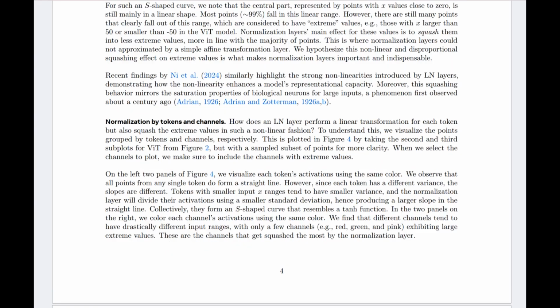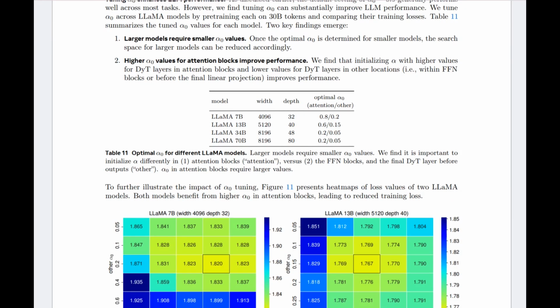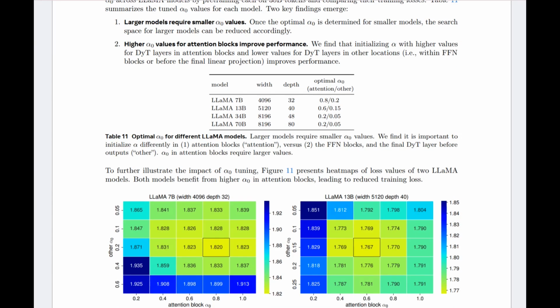How do they initialize those parameters? Simply set gamma to 1 for no scaling effect at the beginning and beta to 0 for no shifting effect. Then let the model learn how to scale and shift. As for the crucial alpha, they generally initialize it to 0.5. But the authors also found better values for specific cases. In this section, you can see that for different model architectures, like varying vector width and depth, there are optimal initial alpha values for both the attention layer and the FFN layer. And you can use the empirical findings to initialize alpha optimally.